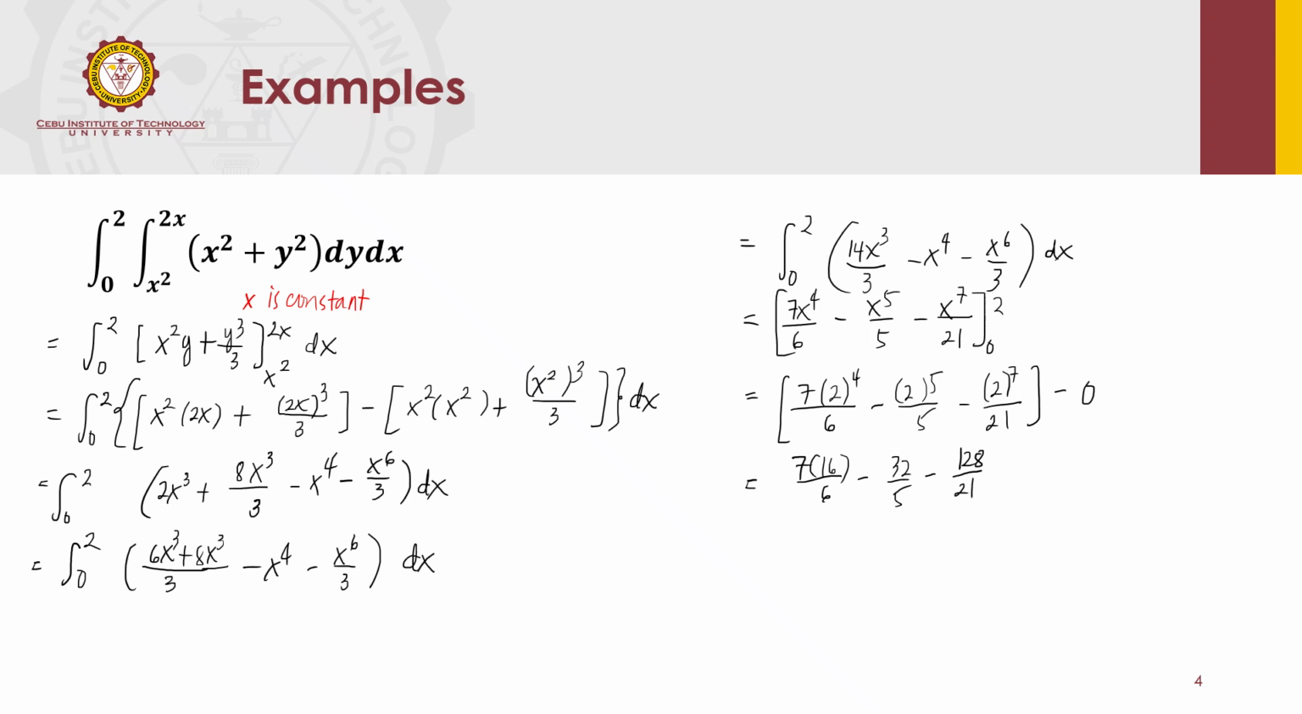So we have a common factor here, 16 and 6. The common factor is 2, so this is 8 over 3. Okay, 8 over 3, or that's 56 over 3, minus 32 over 5, minus 128 over 21. So we can combine all the fractions.